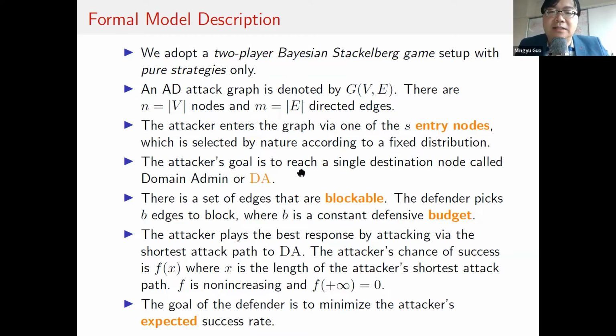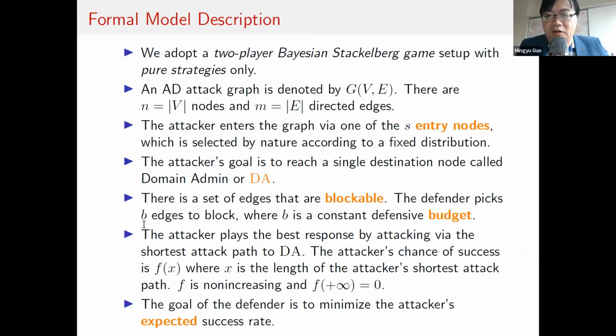And then the attacker's goal is to reach a single destination node, which is called the domain admin. There's also a set of edges that are blockable. Not every edge is blockable, because some edges may be needed for the normal functionality of the organization. The defender picks B edges to block, where B is a constant defensive budget. So essentially, we assume that we can only block a fixed number of edges.